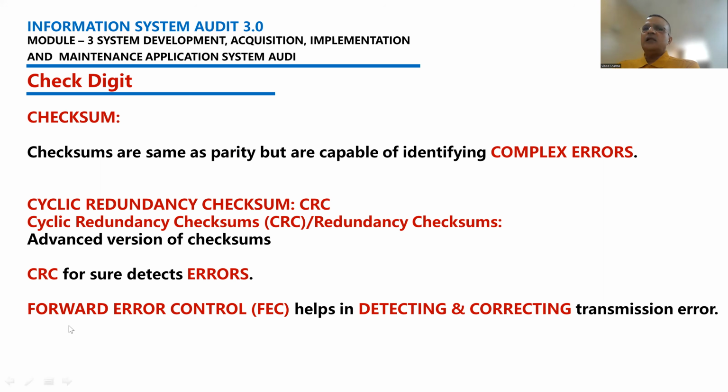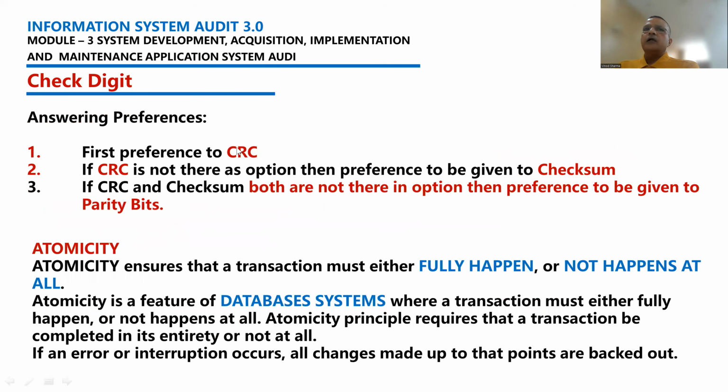Similarly, I have mentioned forward error control. In forward error control, as the name itself says, you are not only detecting the error but you are also correcting the errors. As I have mentioned, this is the last slide, hopefully, that the first preference you should give is to CRC. If CRC is not there, give the preference to checksum for answering the question. If both are not there, then go for parity.